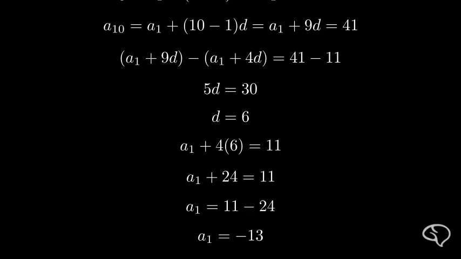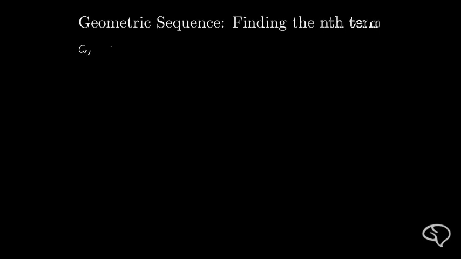We have successfully found terms in arithmetic sequences. Let's now look at finding terms in geometric sequences. The formula for the nth term of a geometric sequence is a sub n equals a sub 1 times r to the power of n minus 1. Here, a sub n is the term you want, a sub 1 is the first term, r is the common ratio, and n is the term number.